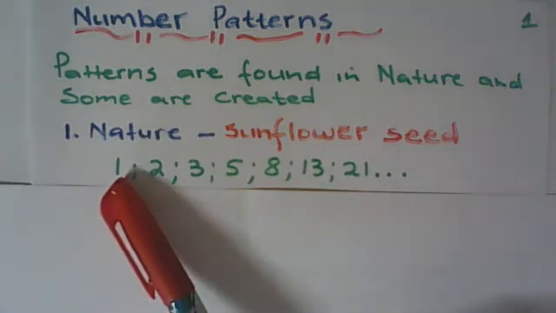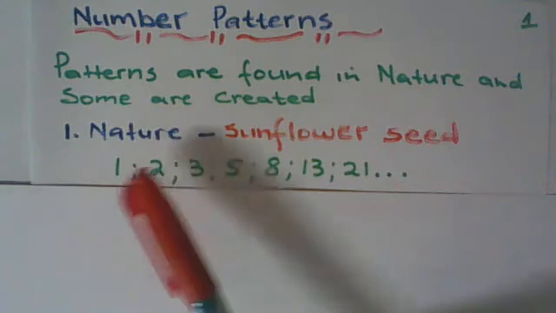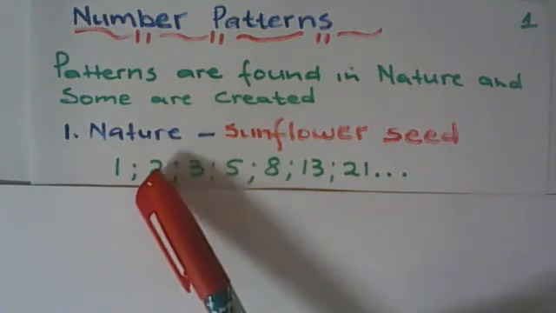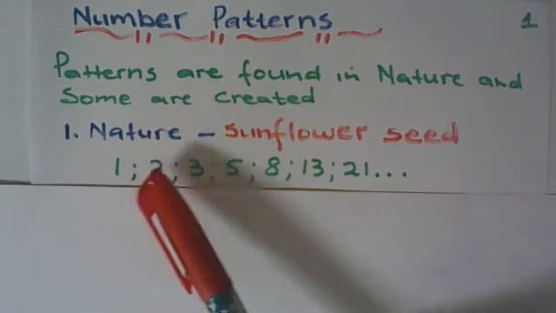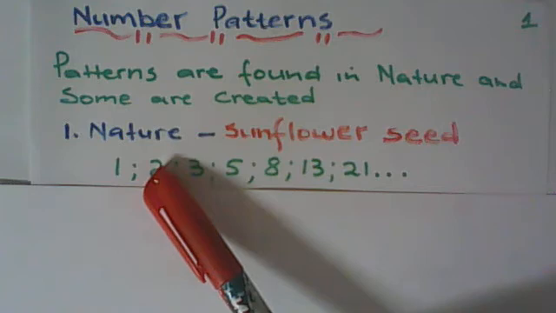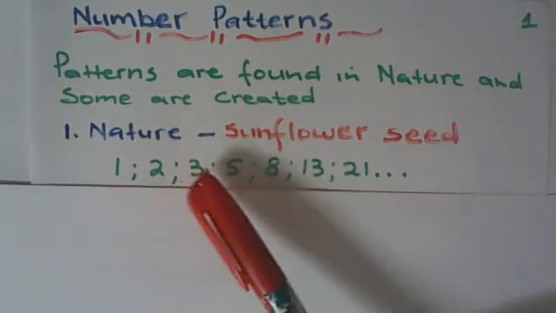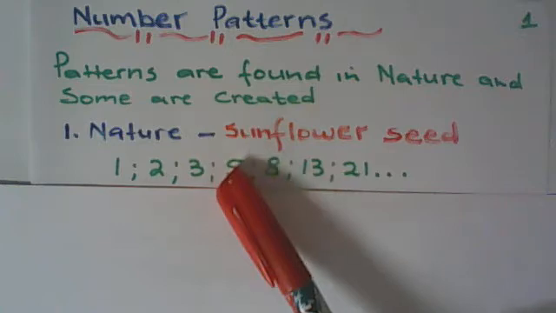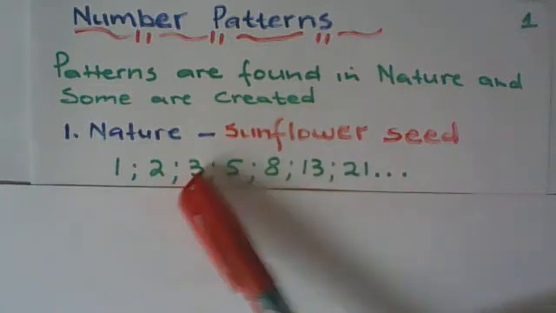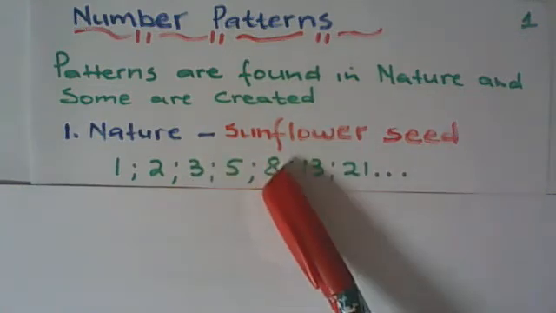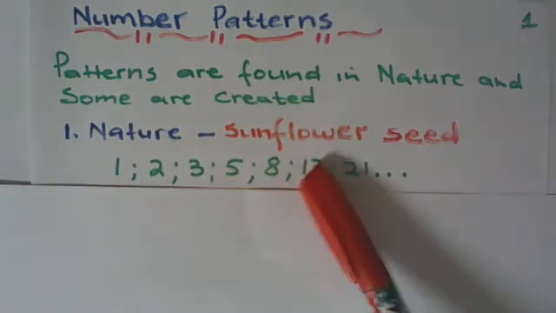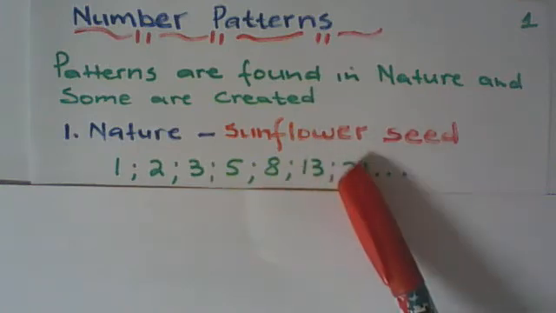Like, let's start first with this one. It's 1. When you add 1 and 1, you get 2. When you add 2 and 1, you get 3. 3 and 2, you get 5. 5 and 3, you get 8. 8 and 5, 13. 13 and 8, 21.